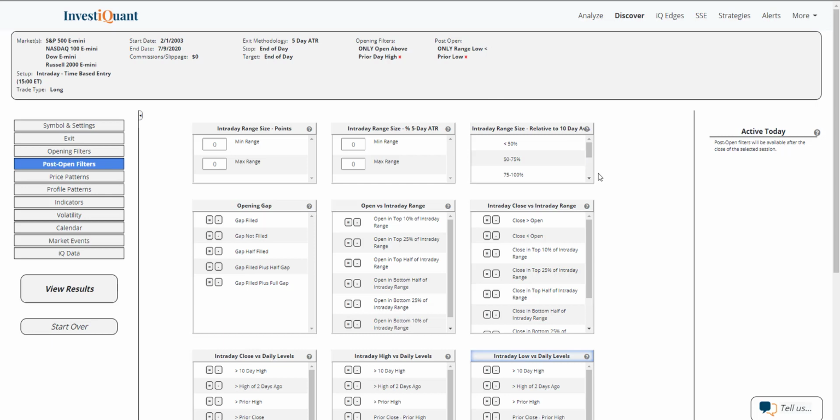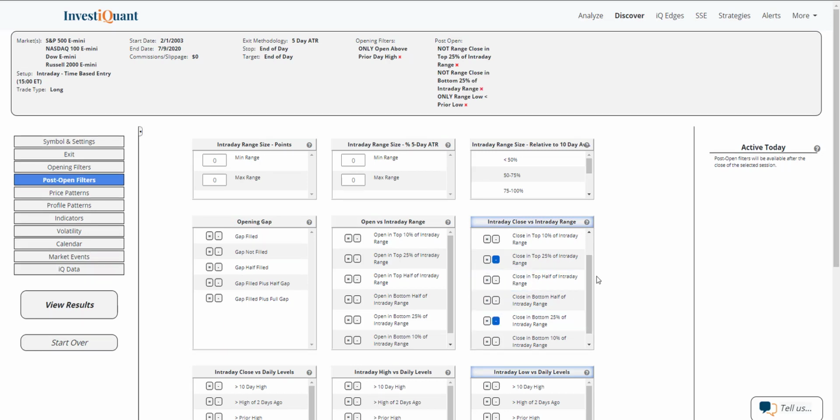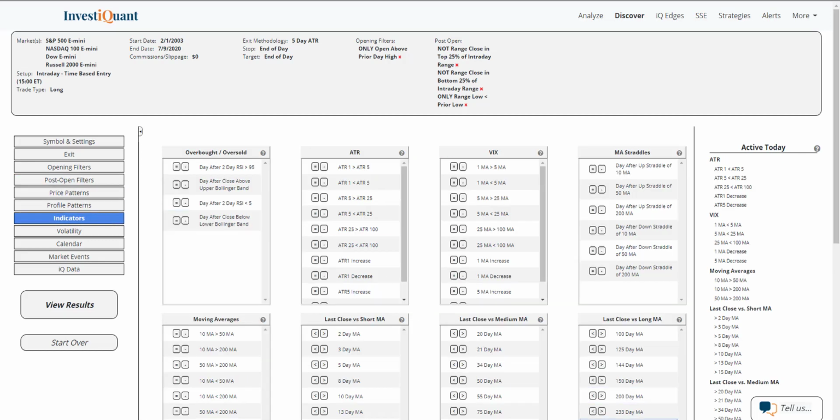Now, to put that we're trading in the middle portion of the range, the way to do that is to just exclude that we're not trading in the top quartile of the range and we're not trading in the bottom quartile of the range. So that leaves us an area of about 50% of the daily range right there in the center of the range, which is where we're trading at the time of this recording. So I can do that. And then lastly, I'm going to add an indicator of simply above a 200. I'm not going to put anything else in there just because samples will get too small if I do. And then click View Results.